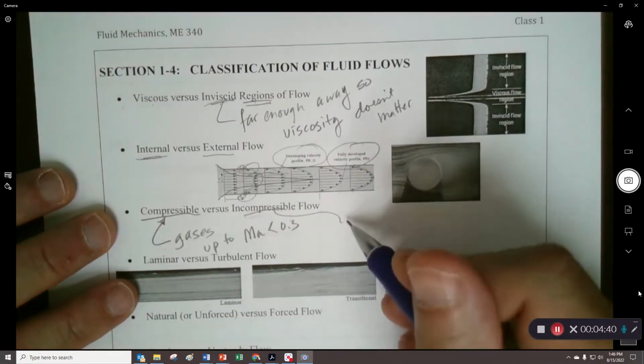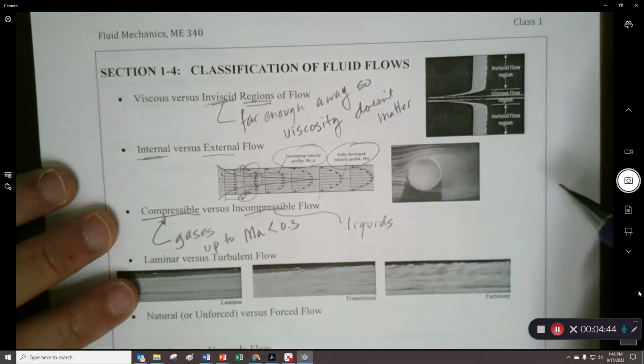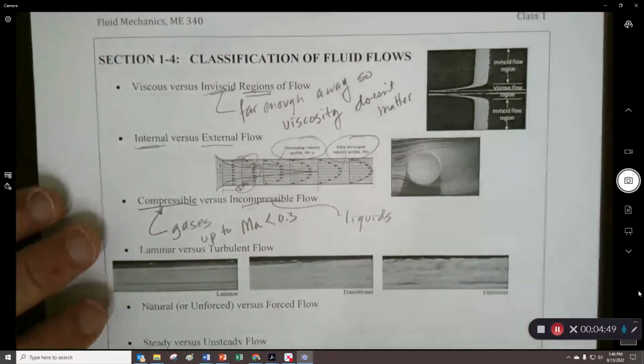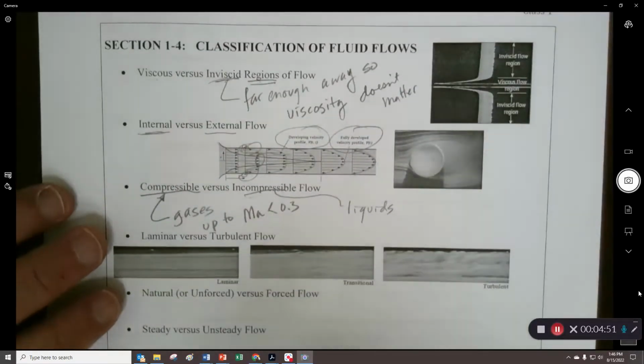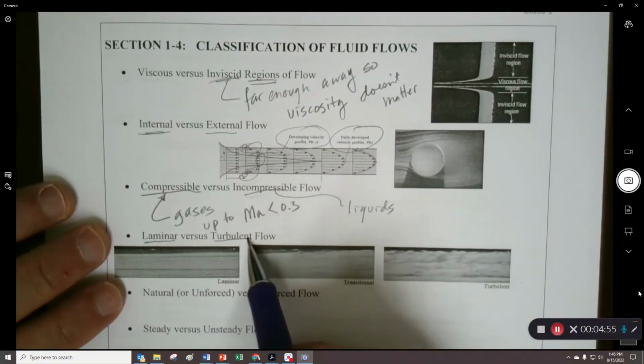Liquids are always treated as incompressible, even though they might be able to compress ever so just a tiny bit. Now here's an important one: laminar versus turbulent.